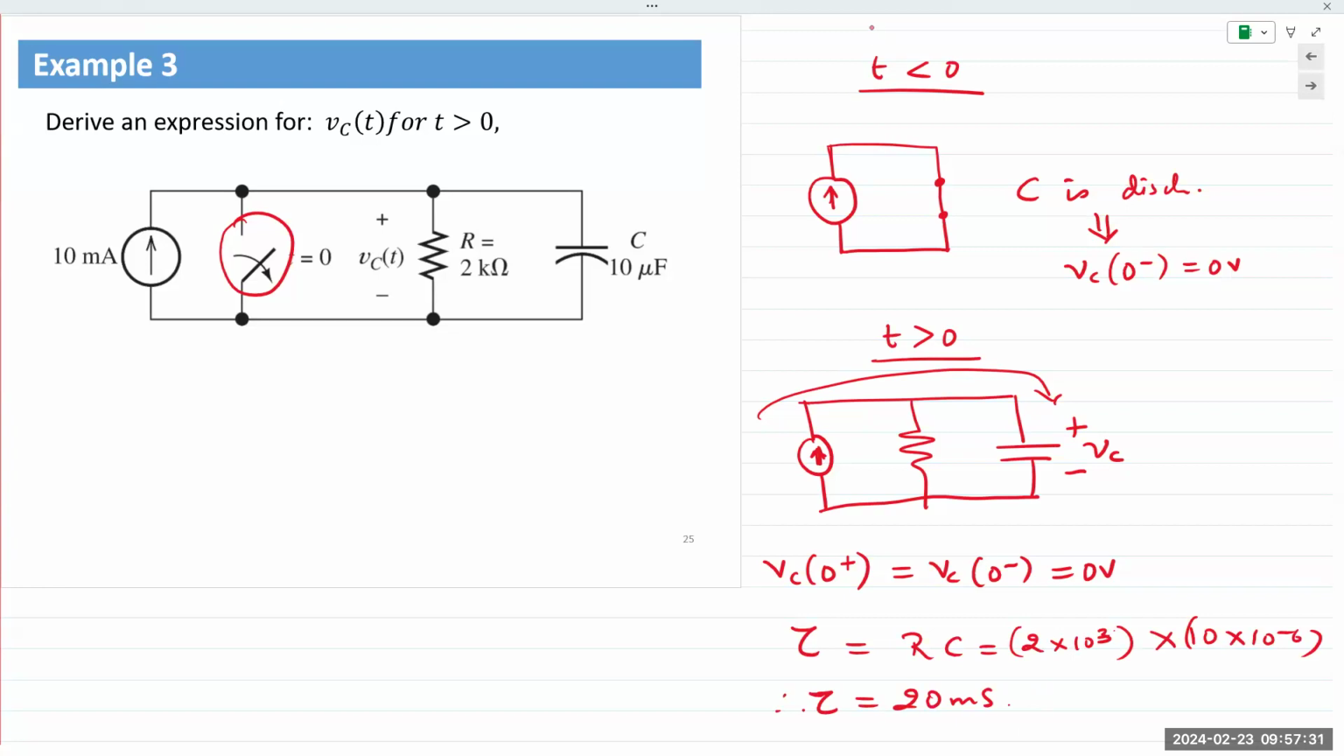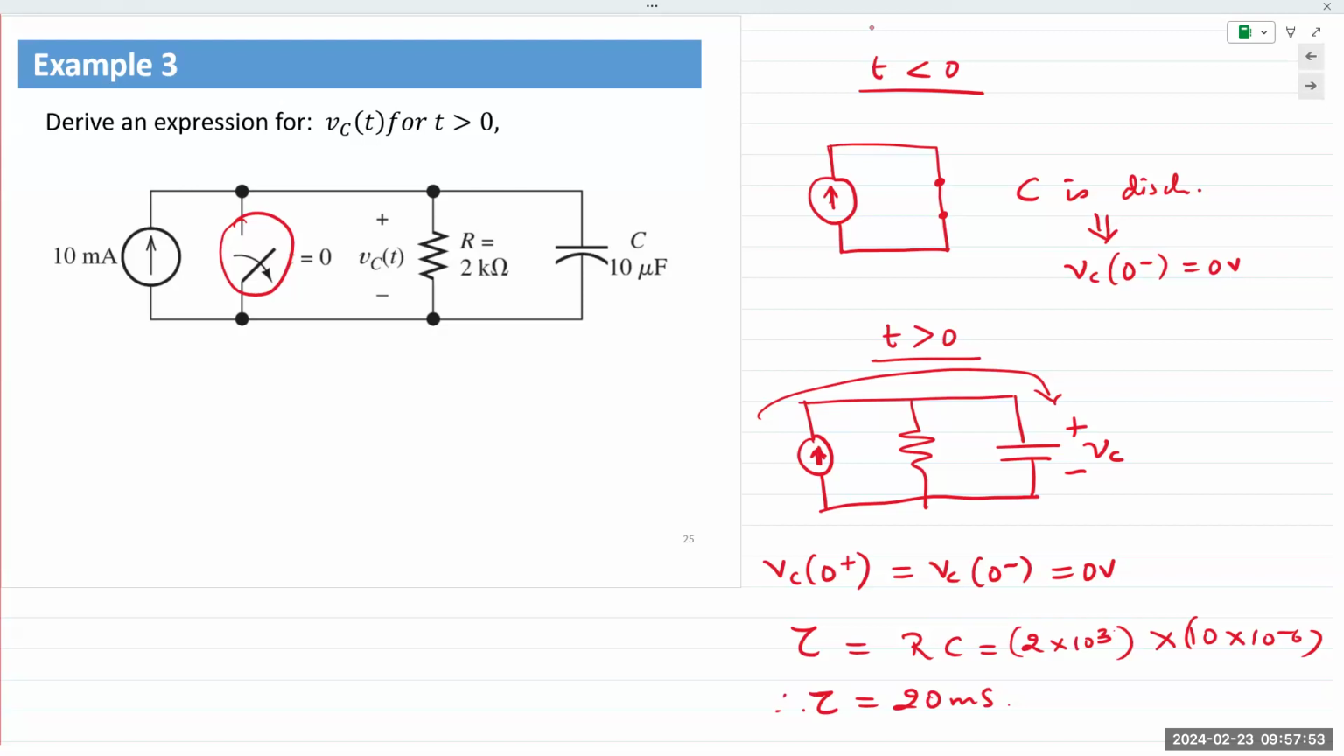Now, we need to find what the final value is. It's a step response, remember, and there is nothing else given in the problem statement. It doesn't say that at 5 milliseconds it's interrupted. So if nothing is stated, we simply assume that the component will charge to the source level.